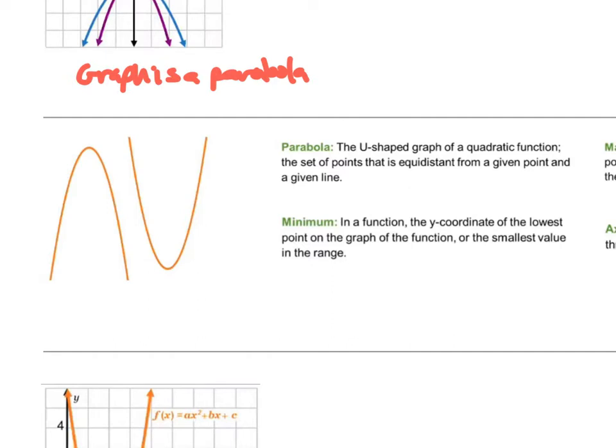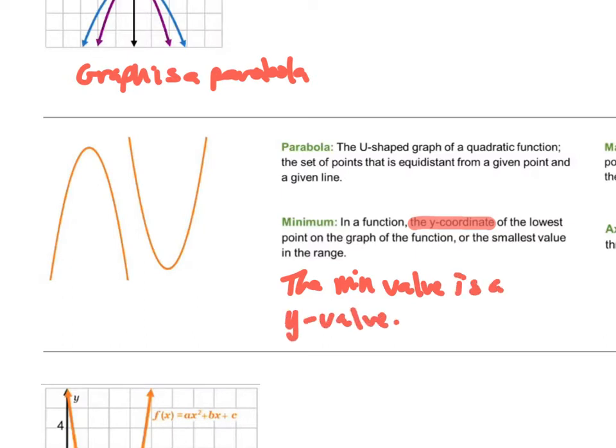The next thing I want to talk about is a minimum. A minimum in a function is the y-coordinate. It is important that we stress the y-coordinate here, because the minimum value is a y value. I'm going to write that down: the min value is a y value. It's the y-coordinate of the lowest point on the graph of the function, or the smallest value in the range.